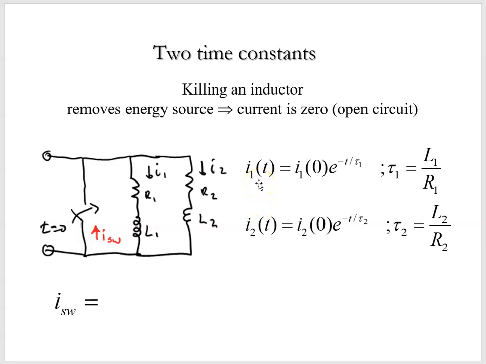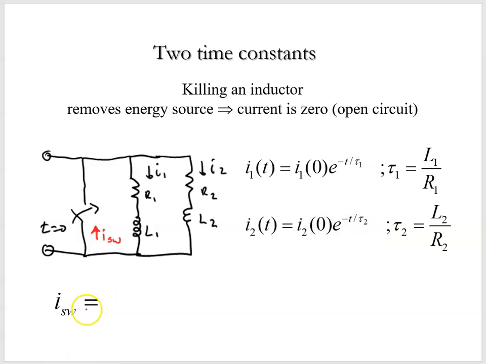So those would be our two time constants. And we could use superposition. Our I1 of t was just going to be equal to that initial condition, whatever that initial I1 current is, e to the negative t over tau 1, and our tau 1 would be L1 over R1. R1 would be the only resistor that L1 sees when we kill L2. And similarly, our I2 of 0, e to the negative t over tau 2.